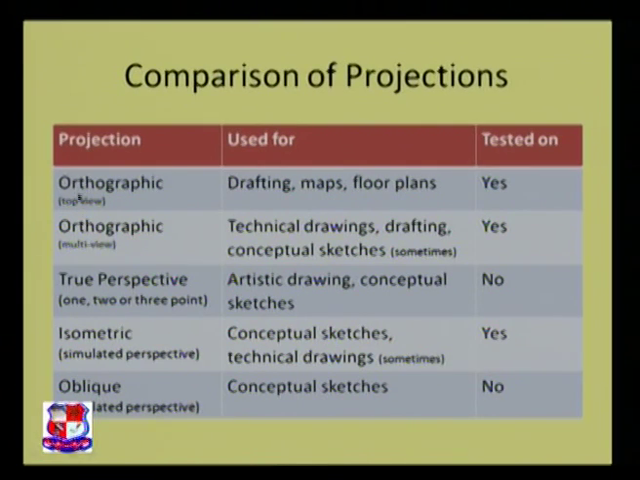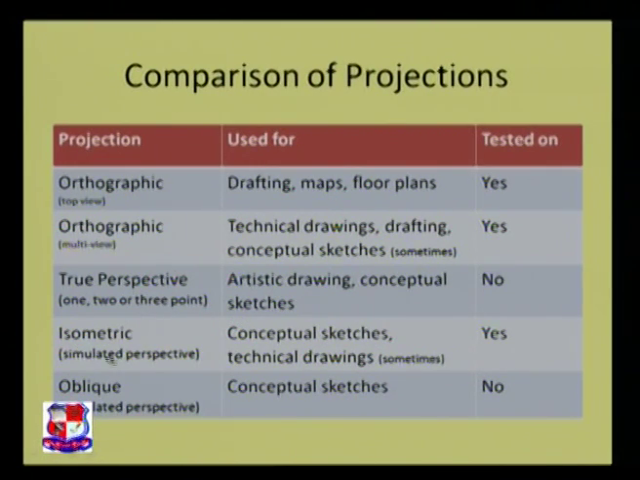Now let's compare the projections in terms of orthographic projections. Top view can be used for drafting, maps and floor plans. Orthographic multi-view means more than 2 views, used for technical drawing, drafting and conceptual sketches. Sometimes true perspective with 1, 2 or 3 vanishing points. This kind of drawing can be artistic drawing or a conceptual sketch. If you are just conceptualizing your design, then this kind of perspective can be perfect.